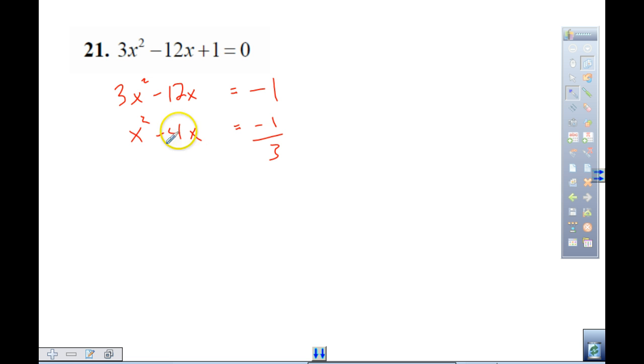Let's complete this square. So what do we have to add to complete this square? So half of -4 is -2. -2 squared is 4. Add 4 to both sides.